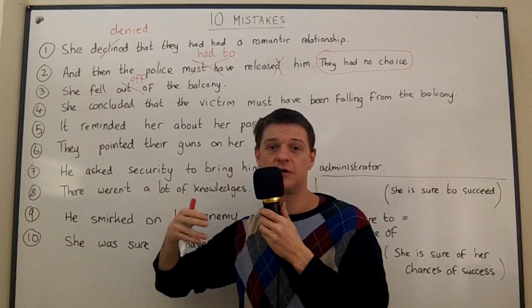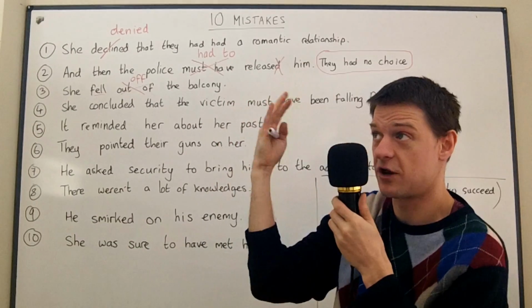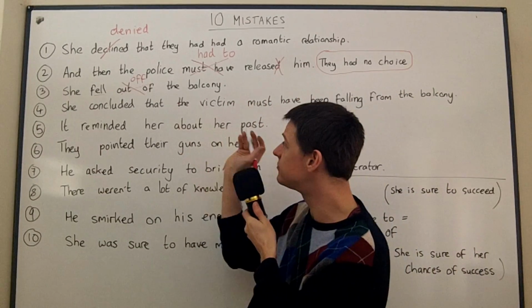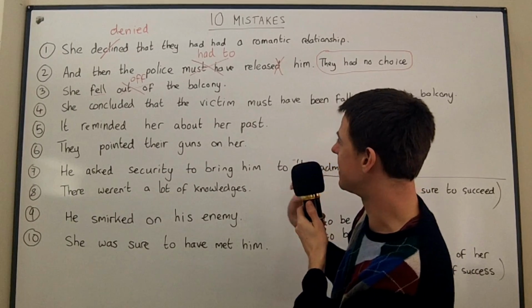You can fall out of a tree because you get in a tree. You climb into the bushes. You climb into the branches. And so you can fall out of a tree, but you can't fall out of a balcony. So she fell off the balcony.